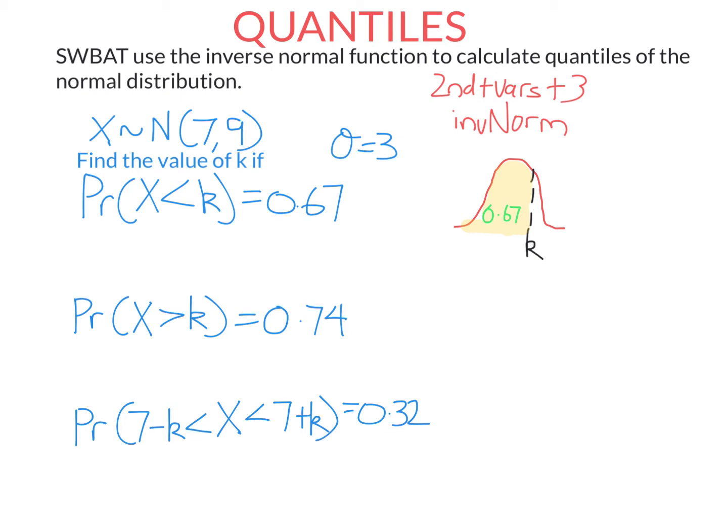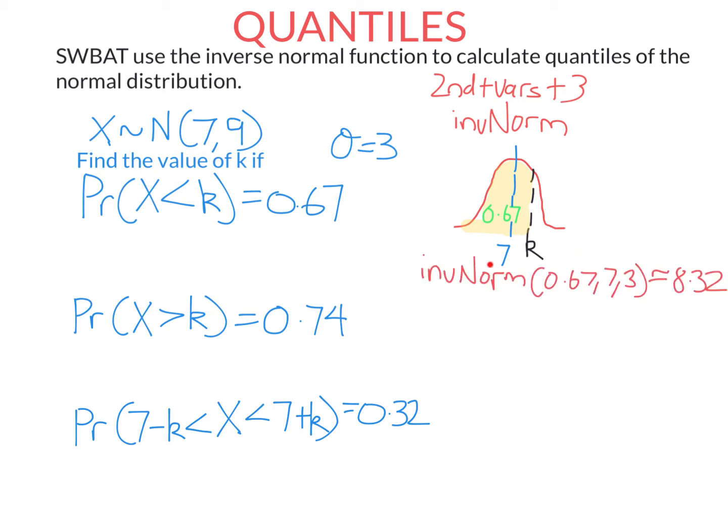There's no way that we could do this in our head, but we know because the area is more than 0.5, more than 50%, this value k must be more than the mean. How we figure out this value k is by using the inverse normal function. When it asks for the area, we put in 0.67. That's what we want the area to be here. And then we put the mean as 7 and the standard deviation as 3.